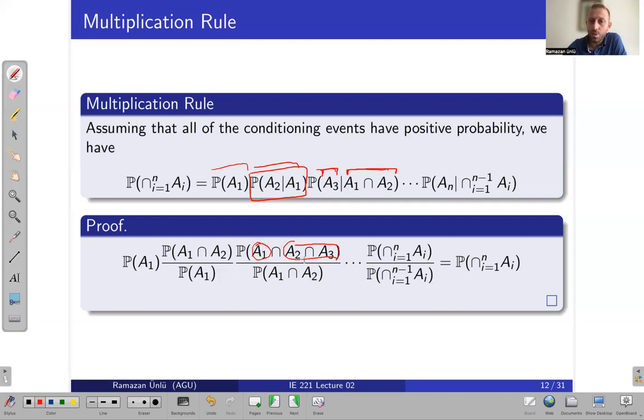So this is the probability of A1 intersect A2 intersect A3, and we divide it by the probability of A1 and A2, which is the second event here. If we extend this multiplication until the last event, the terms cancel each other out, and finally we get the probability of the intersection of all the events. So this is the multiplication rule.